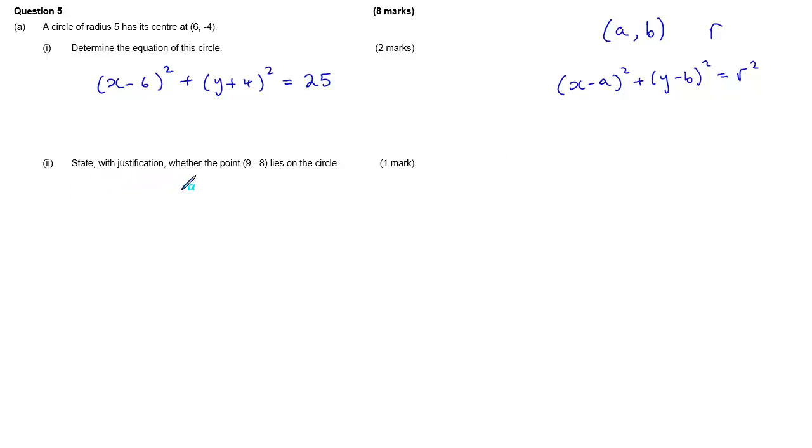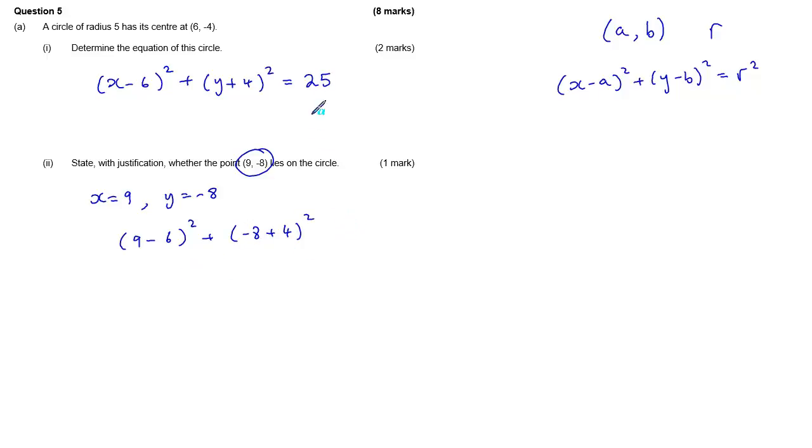State with justification whether the point (9, -8) lies on the circle. So if it does, it will satisfy the equation. So x equals 9, y equals -8. Substitute them in. So (9 - 6)² + (-8 + 4)².